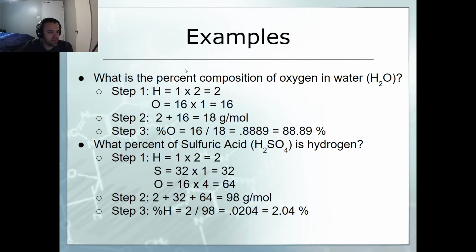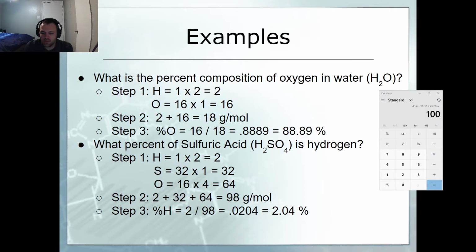And then because it's only asking for the percent composition of oxygen, all we have to worry about is that one element. So for that, we would say 16 divided by 18 and then multiply by 100 comes out as 88.888, bunch of 8s. All right, so we round that to 88.89%.